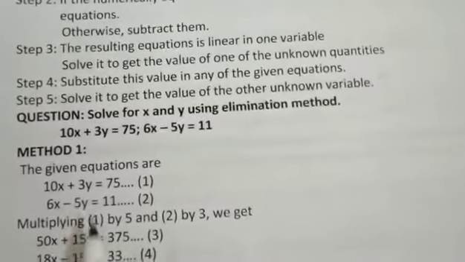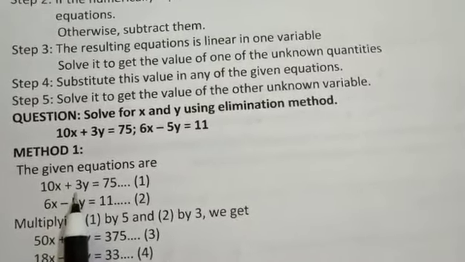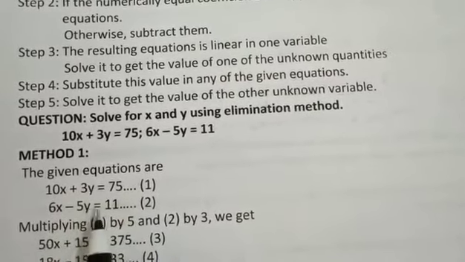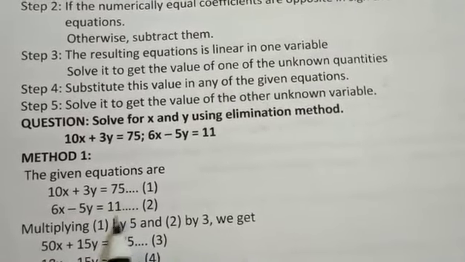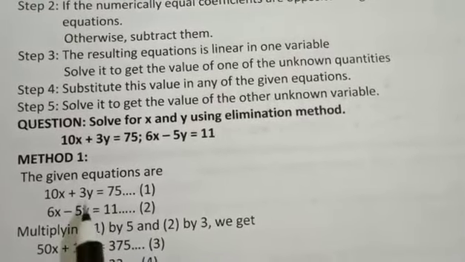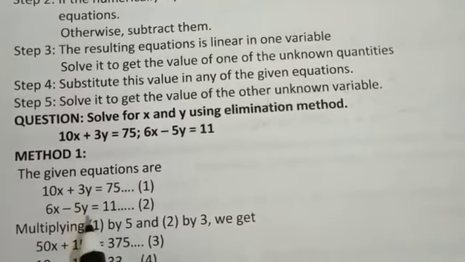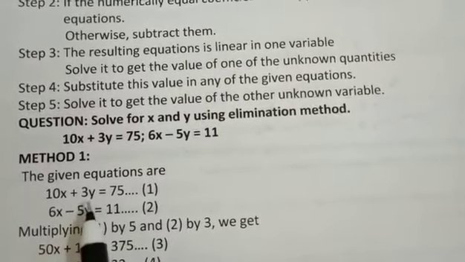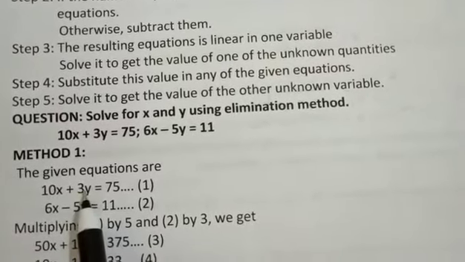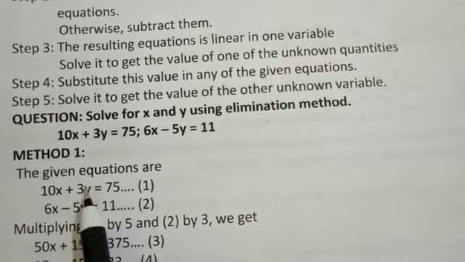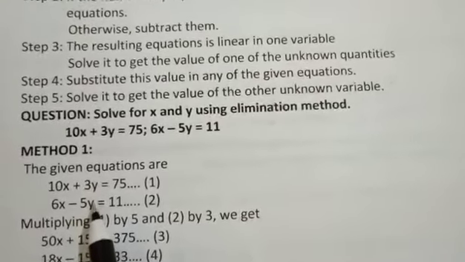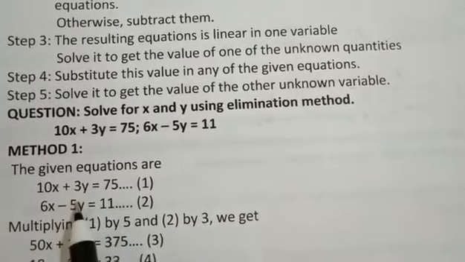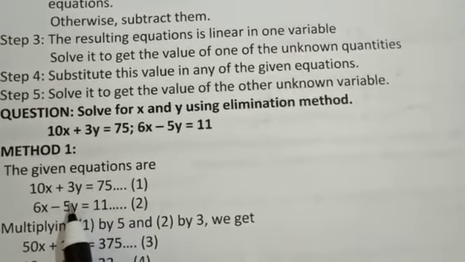In method number one, the two equations are here: 10x plus 3y is equal to 75, 6x minus 5y is equal to 11. Now I want to eliminate y. So to eliminate y, I have to look at the coefficient of y in the first equation, that is 3. The coefficient of y in the second equation is 5. Now we have to find the LCM of 3 and 5, which is 15.